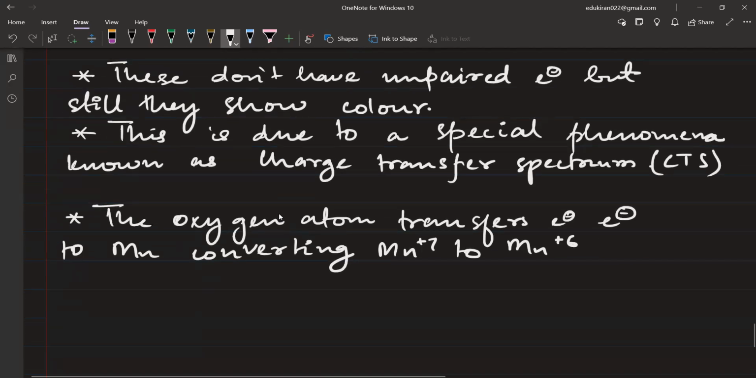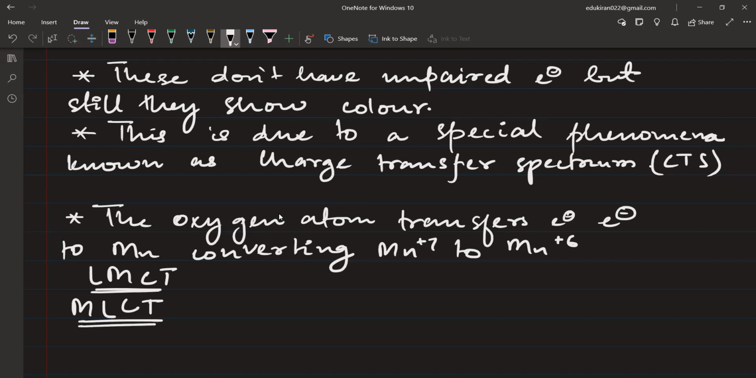And this is especially known as LMCT, ligand to metal charge transfer. Oxygen is the ligand, it is transferring electron to the metal. And there is another thing which is known as MLCT. In some cases, metal transfers electron to ligand, and that is why it holds color. So these are two important points that you have to write about Cr2O7 and KMnO4.